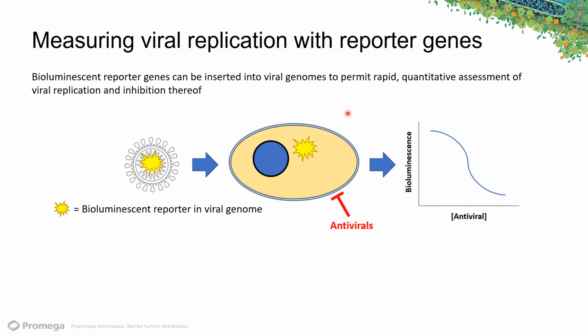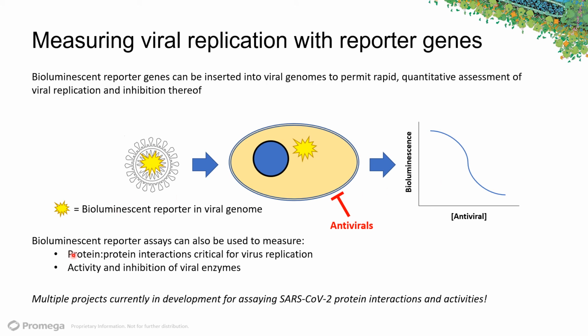And again, we can use this also as a system to test different antiviral drugs, where here you can imagine adding that antiviral drug. As you add more and more of that antiviral drug, you inhibit replication, which we can track, again, using bioluminescence. So we see this decline in bioluminescence with more antiviral drug, indicating the inhibition of viral replication.